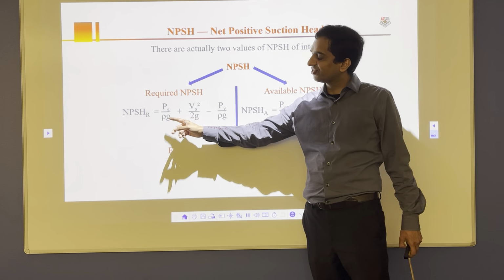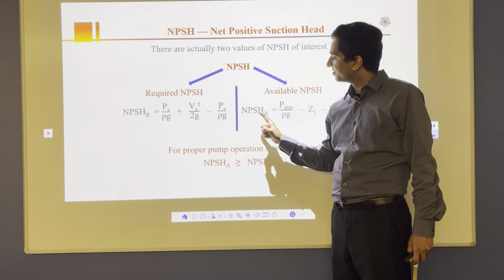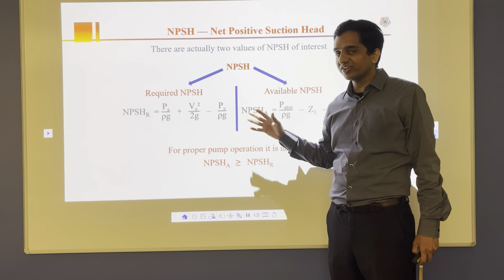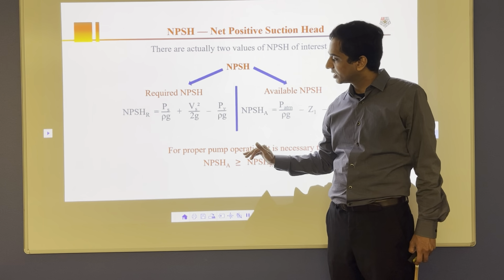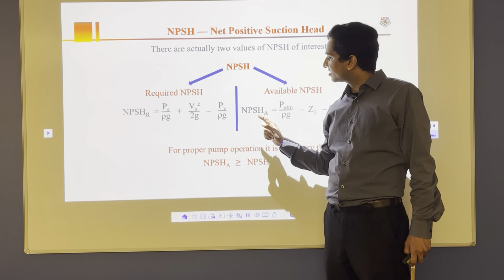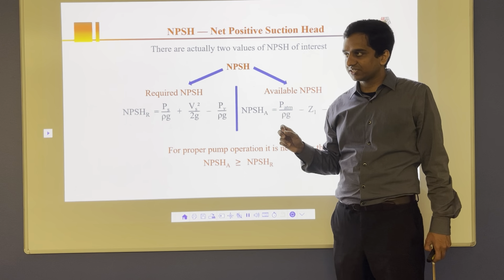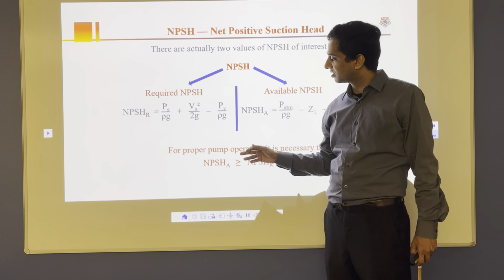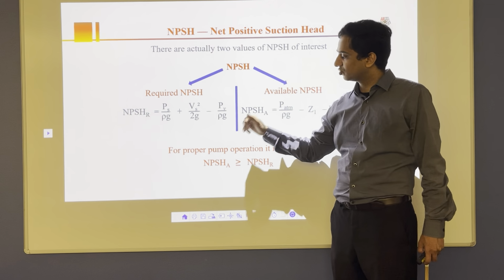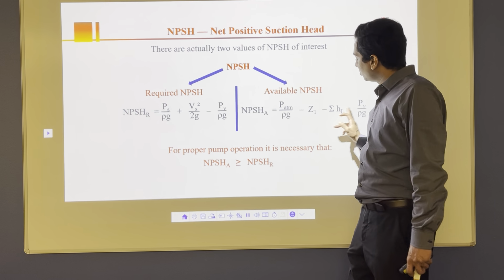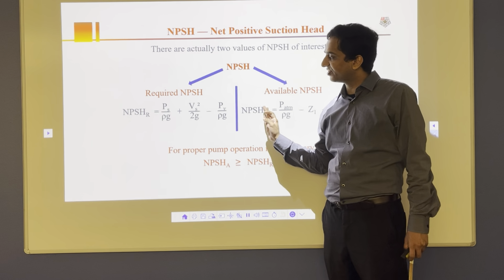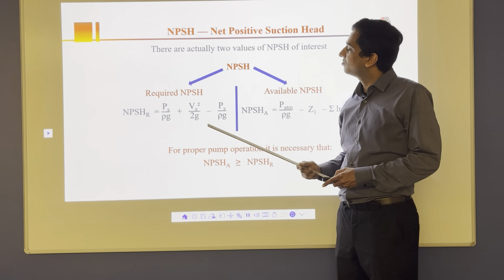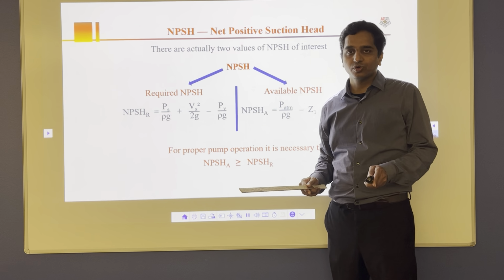So if NPSHR is 15 meters, you have to make sure that NPSHA is 15 or higher, meaning it should be 16, 17, 18. If NPSHA goes below that, say 3, 4, 12 or 13 meters, then cavitation will occur and your pump will become useless. So you have to follow this condition, use this equation and calculate NPSHA, and then you will not have cavitation. And that's pretty much what we have in this chapter, chapter 12.